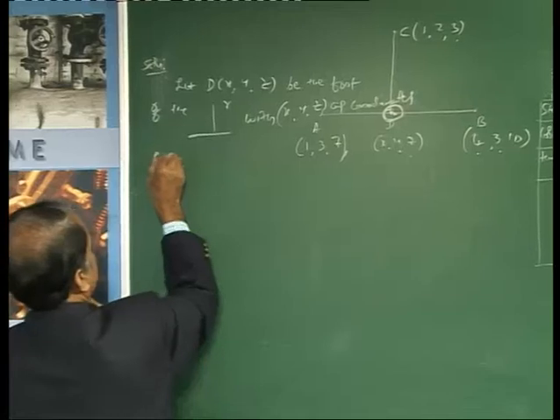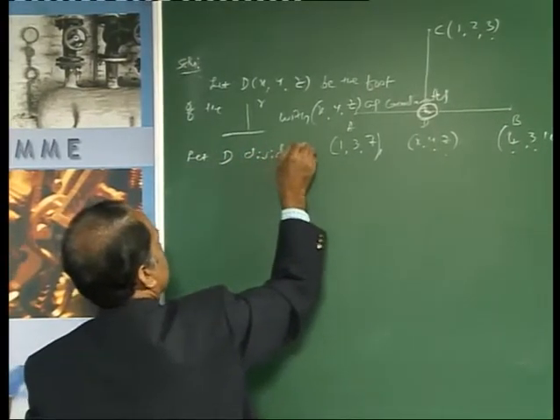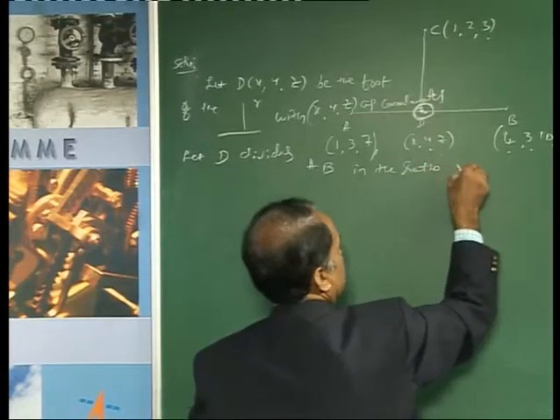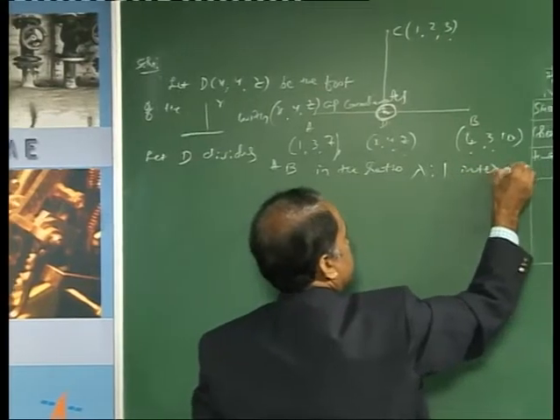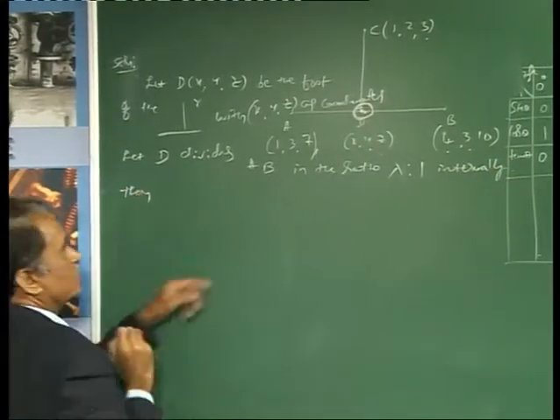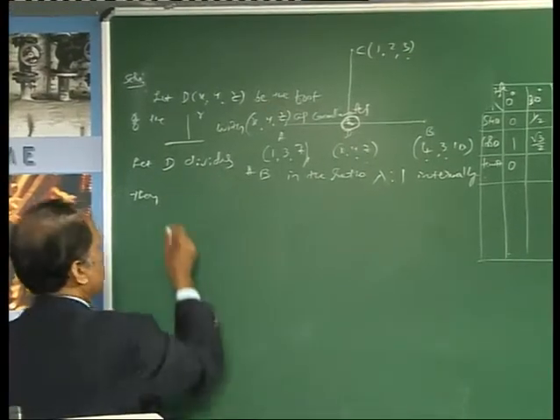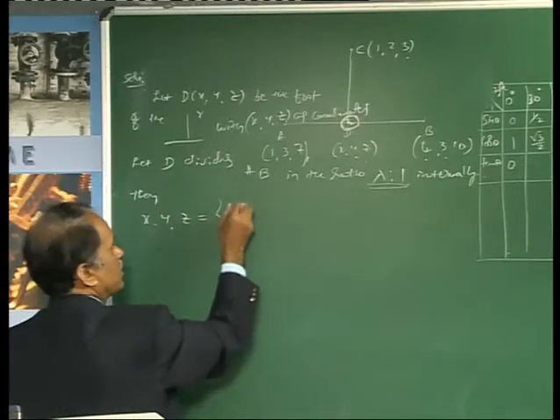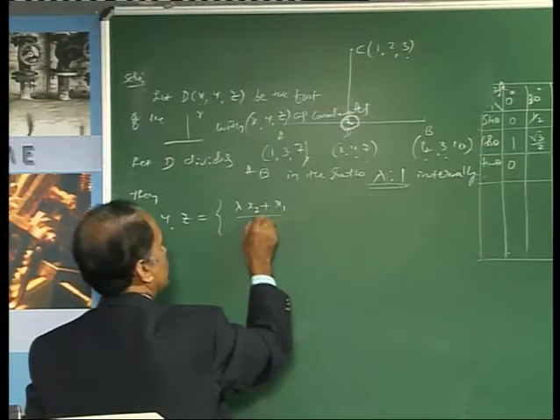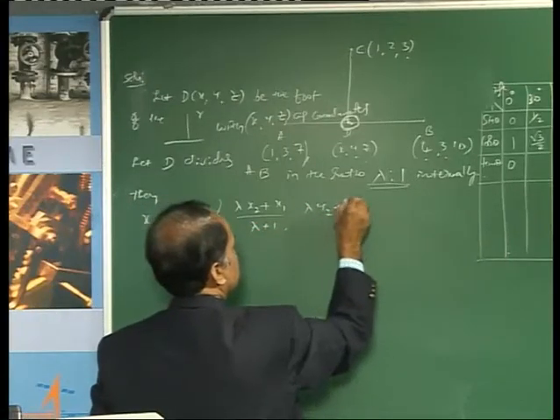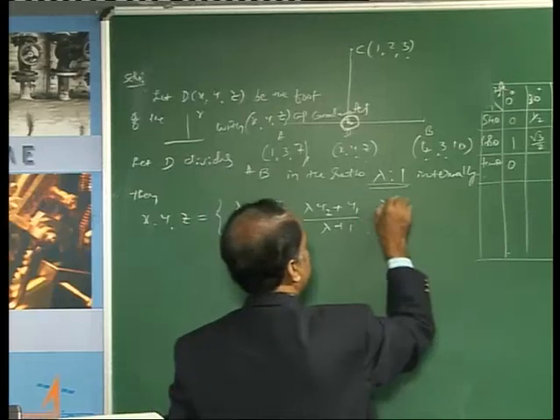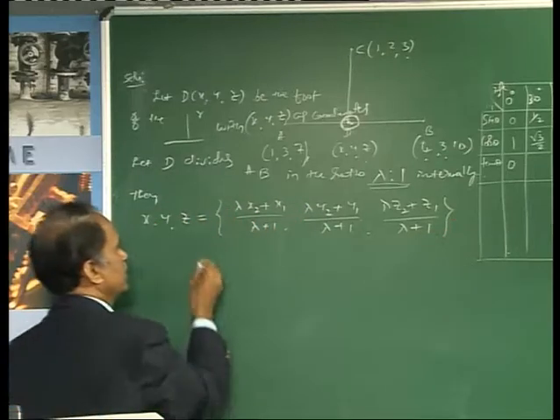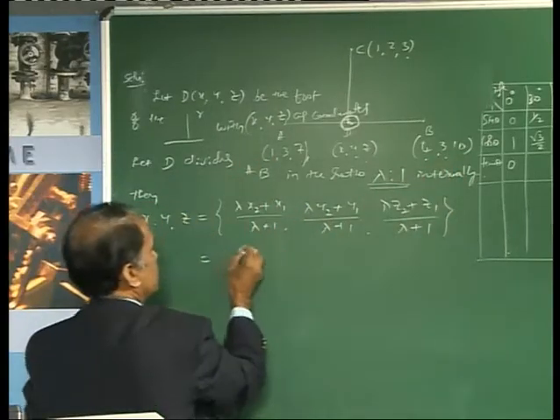Fine. So this D divides AB in the ratio lambda is to 1 internally, then you write the coordinates x, y, z using the section formula. Then x, y, z with respect to this lambda is to 1, I am writing lambda into x2 plus x1 over lambda plus 1, lambda into y2 plus y1 divided by lambda plus 1, lambda into z2 plus z1 divided by lambda plus 1. Accordingly, I will make use of these two sets of points.